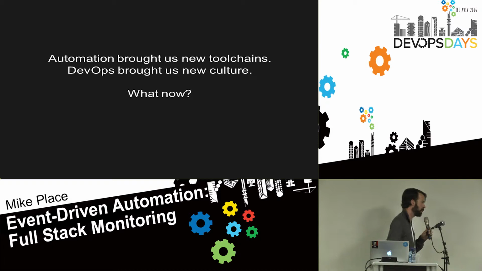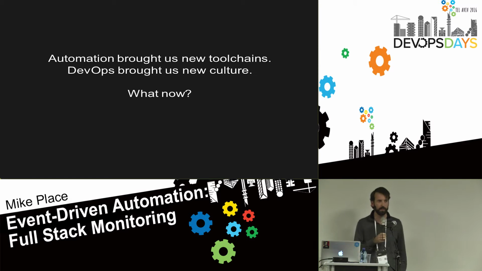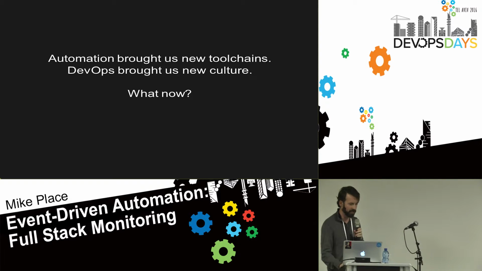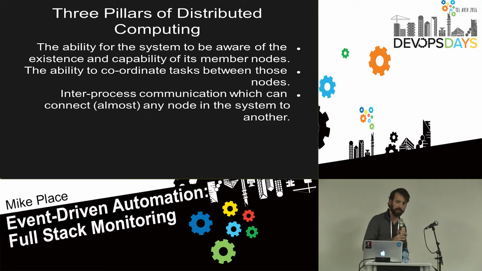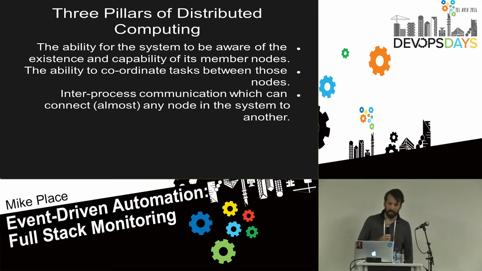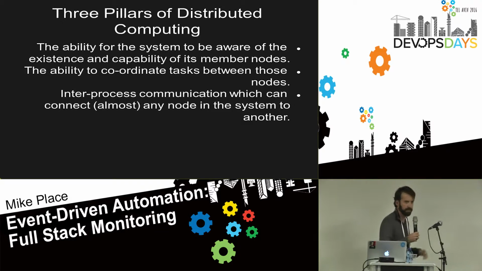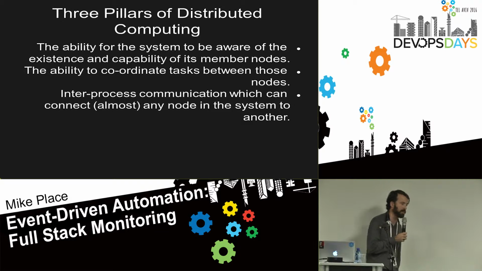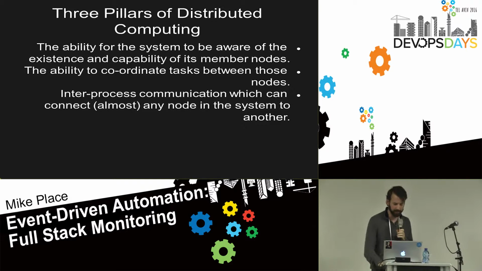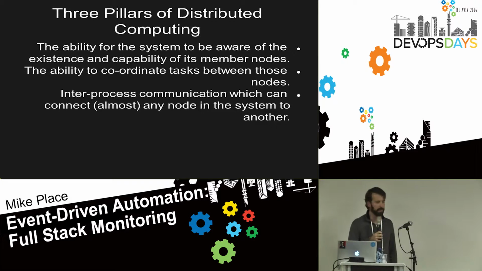And one of the technologies that I think modern infrastructure is built on are the principles of distributed computing. And so I want to start by talking a little bit about distributed computing before we lead into the idea of event-driven automation and what it can do for us. So I think there are three pillars of distributed computing. The first, the ability for the system to be aware of the existence and capability of its member nodes, right? We call this service discovery, right? The second, the ability to coordinate tasks between those nodes, right? We call this a scheduler. The last is inter-process communication, which can connect almost any node in the system to any other.